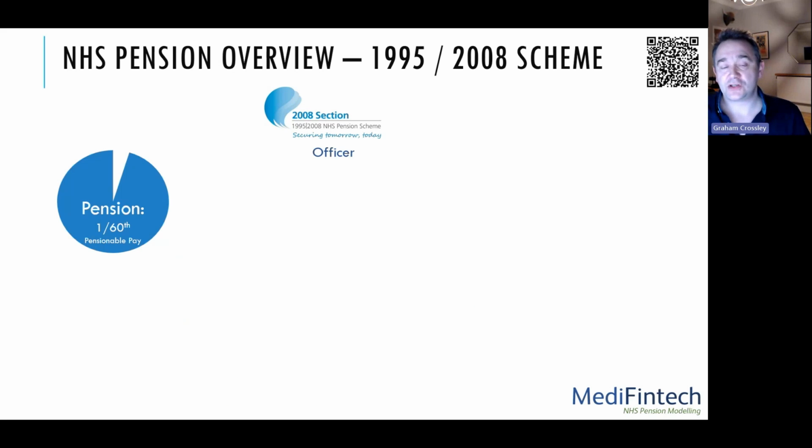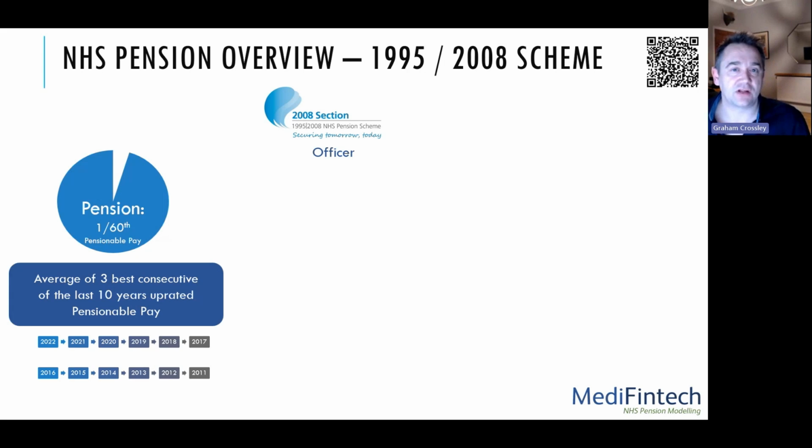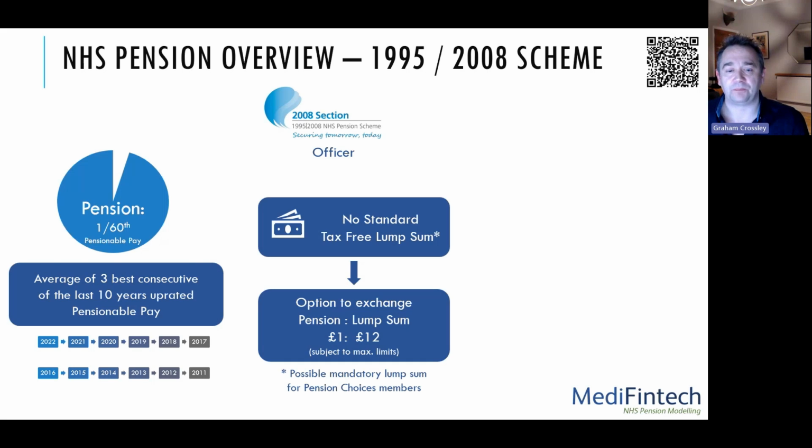So moving on now into the 2008 section. So instead of 80ths, you now get 60ths of your pensionable pay for all those years and days that you build up. And the definition has been enhanced to the average of the 3 best consecutive of the last 10 years uprated pensionable pay. Bit of a mouthful, but what it's trying to do is giving you some protection against inflation. And again, we've had a lot of questions about how this works. So I'm going to go into that in a bit more detail as well later on.